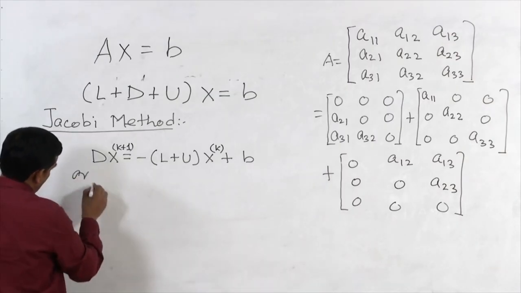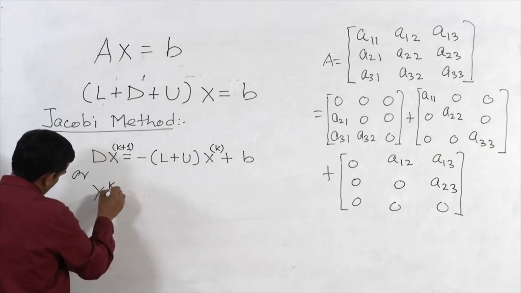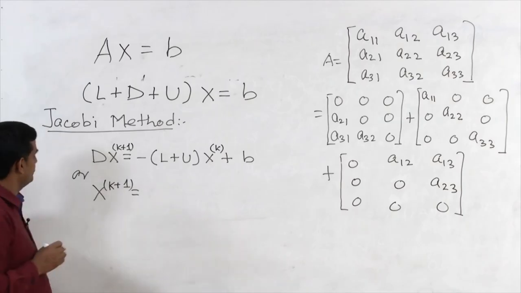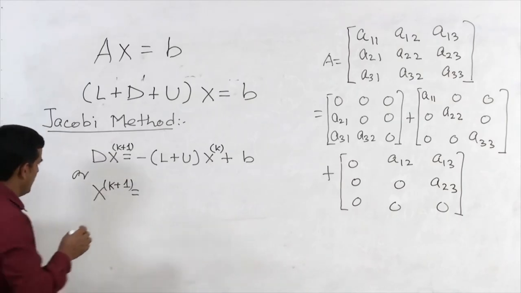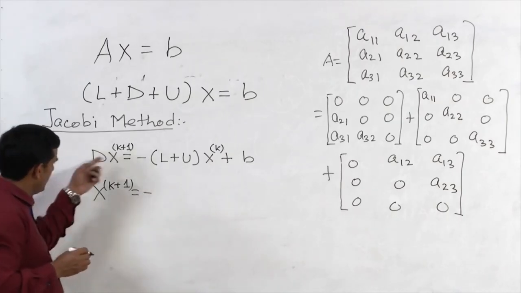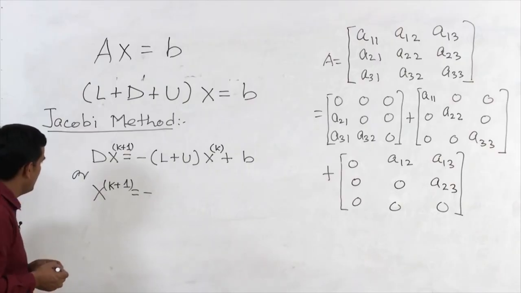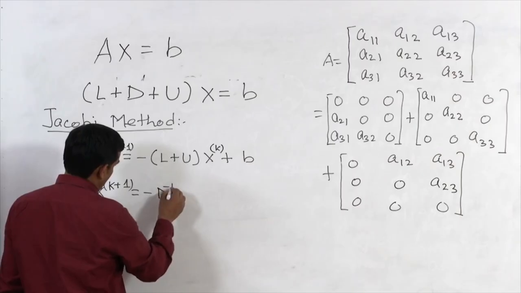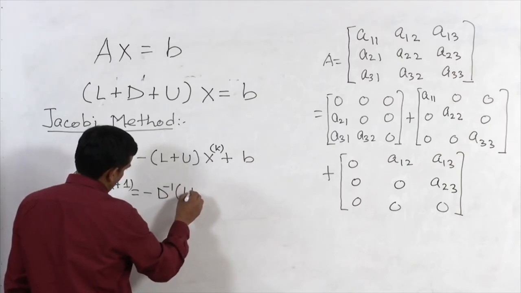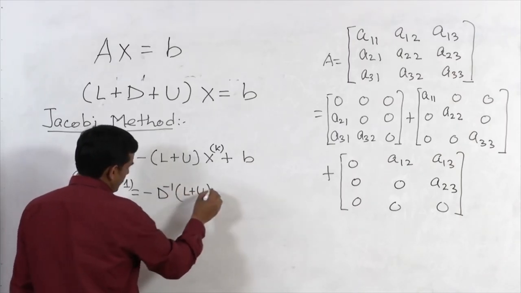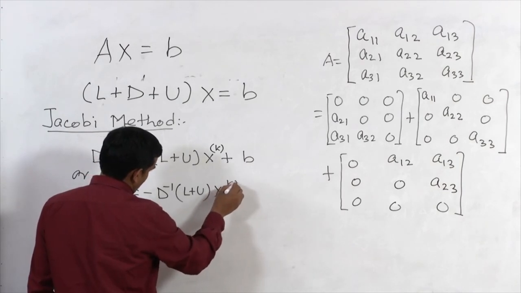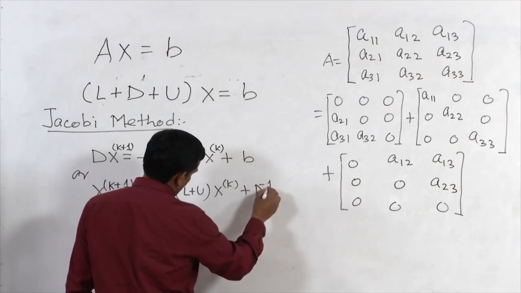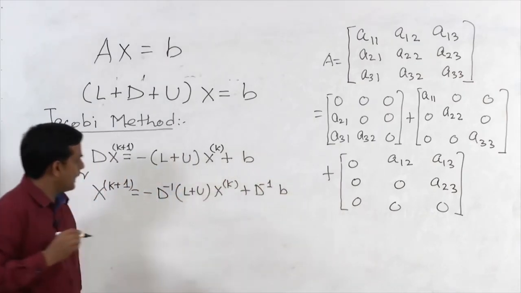or I can write x k plus 1 equals, just multiplying both sides, pre multiplying by D inverse. So, it will become minus D inverse (L plus U) x k plus D inverse into b.